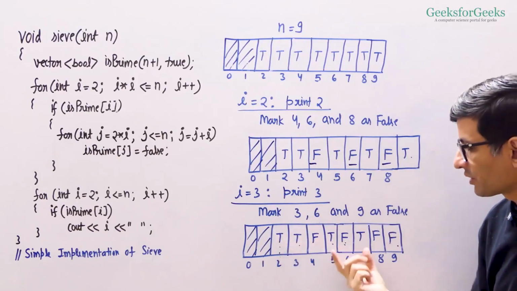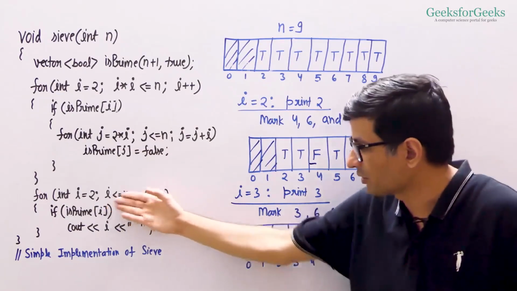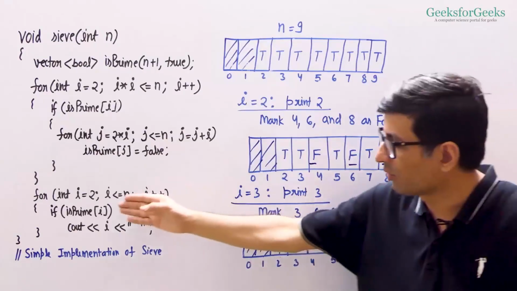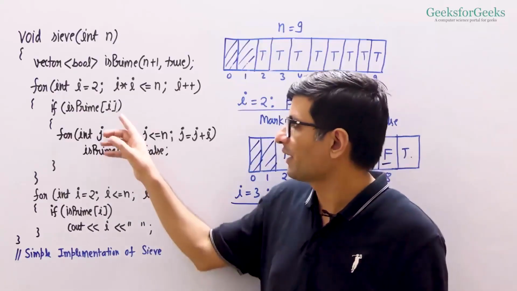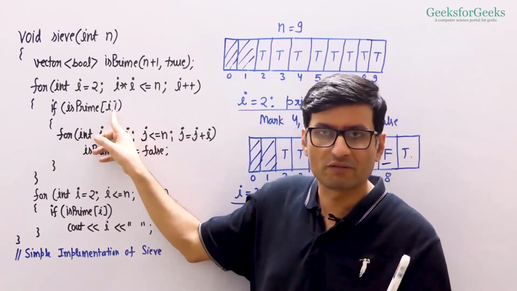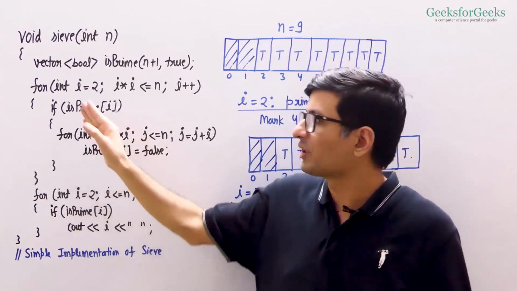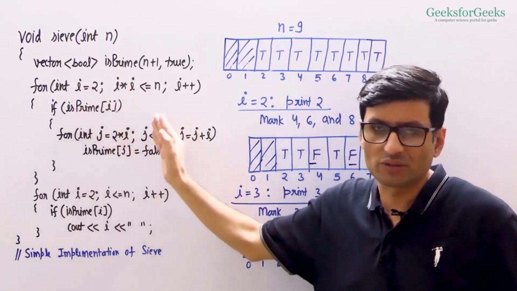So we simply traverse through this array and print all those entries which have value true. One more interesting thing to note here is if i is prime, then it will be having value true at this point, because you are considering the values in increasing order, right?